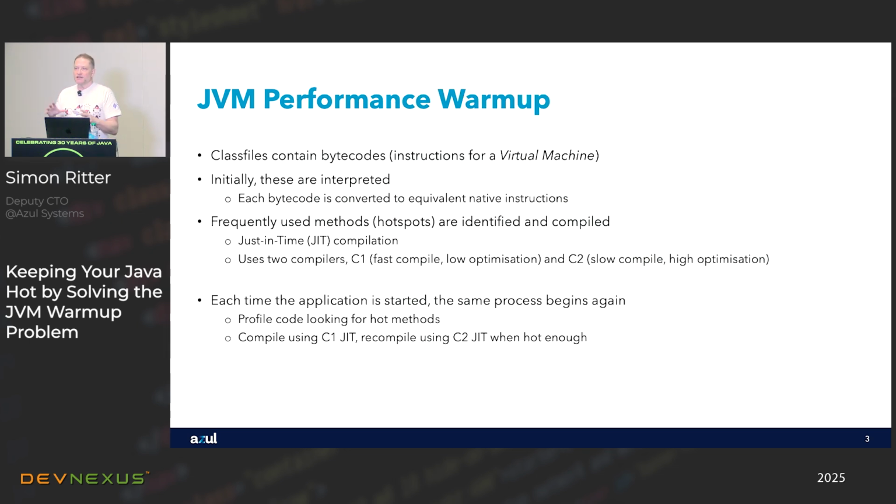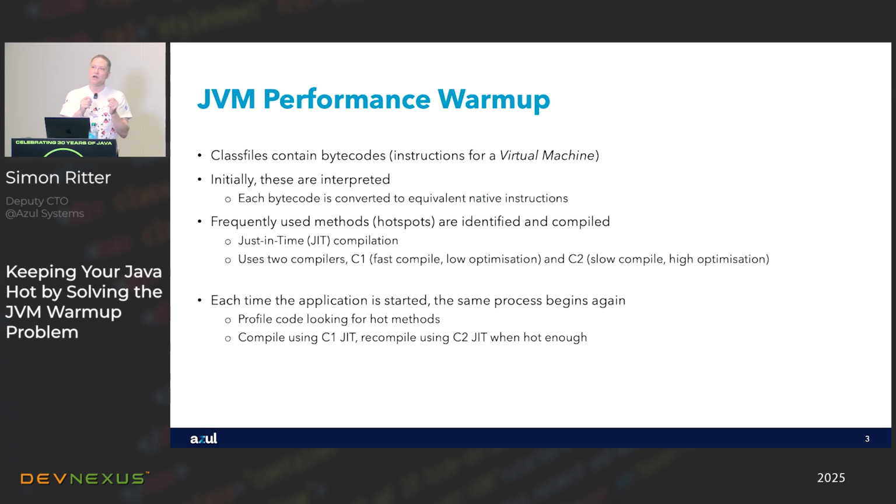Now, if we look at what's actually happening here, class files contain bytecodes. Bytecodes are the instructions of our virtual machine. So they don't necessarily translate one-to-one into the instructions of whatever hardware we're using at that time. Initially, when we start running a class and execute methods, we're going to do interpretation of those bytecodes. Each bytecode is taken and, using a template, converted to a set of native instructions which are executed on the CPU, and then we move on to the next one.